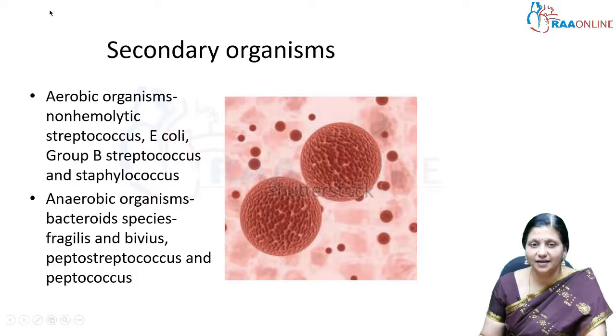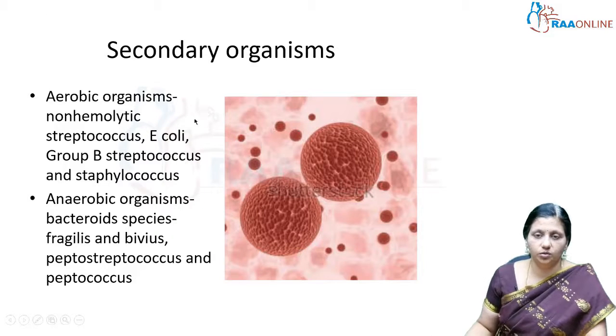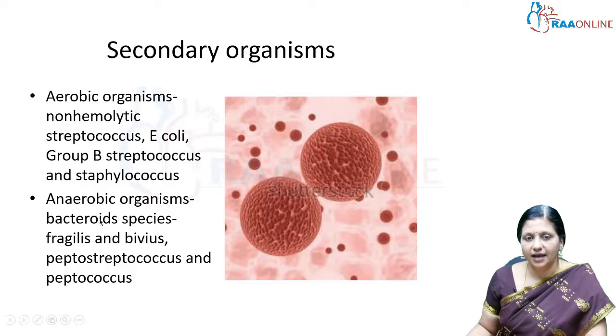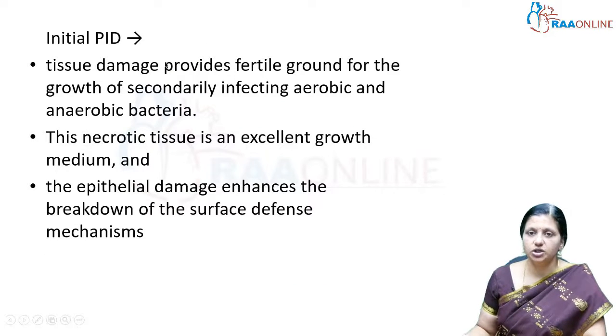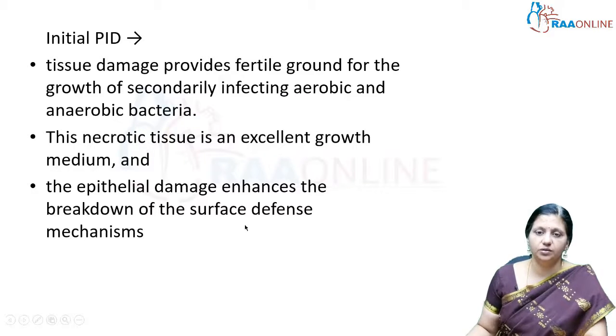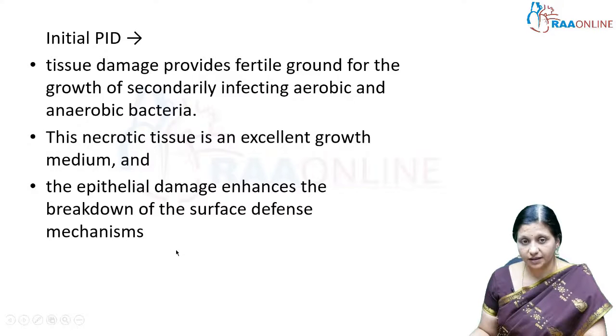Now very rarely there can be other organisms other than gonococcus and Chlamydia, and they include E. coli, group B streptococci and staph, and other anaerobic organisms can include Bacteroides like fragilis, Bivius, Peptostreptococcus and Peptococcus. Initially the tissue damage provides a fertile ground for growth of secondarily infective aerobic and anaerobic bacteria, and this necrotic tissue of PID is an excellent growth medium for these aerobic and anaerobic microorganisms, and the epithelial damage enhances the breakthrough of the surface defense mechanism.